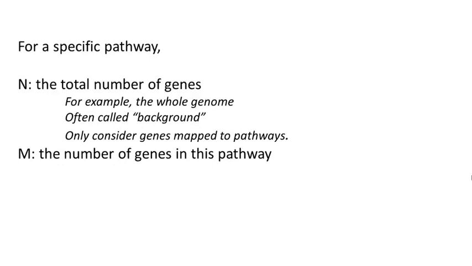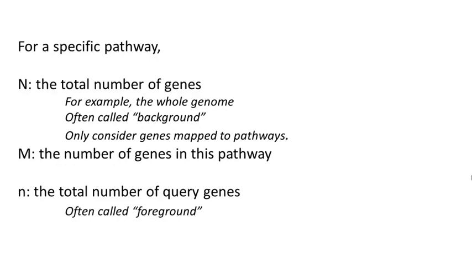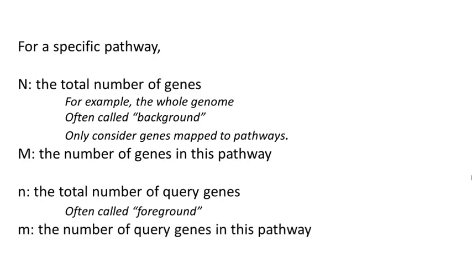Now, you get a set of genes from your previous experiment that you want to analyze. Let's call them query genes. The query genes must be a subset of all the background genes. Let small n be the total number of query genes. They are often called the foreground. Some of these query genes will fall into this particular pathway. Let small m be the number of query genes that fall in this particular pathway.